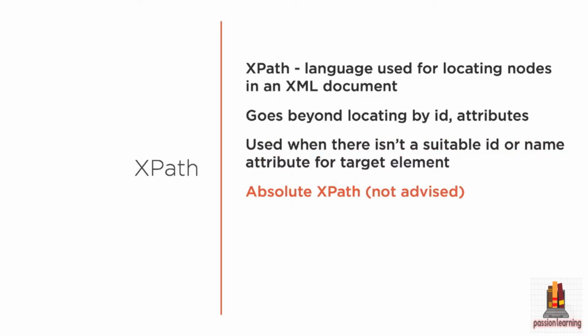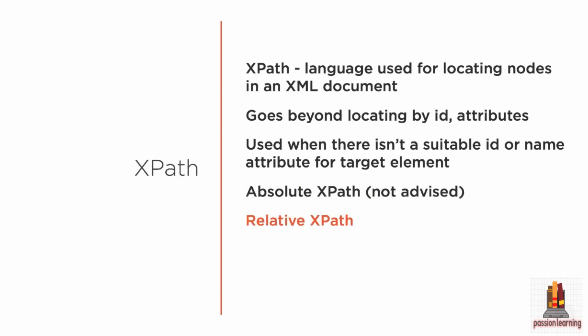Absolute Xpath determines the location of an object from the root. However, using this is not advised. Why? It's because even if we make a slight change in the web page code, absolute Xpath will change, and the WebDriver may not be able to locate the element with the old one.